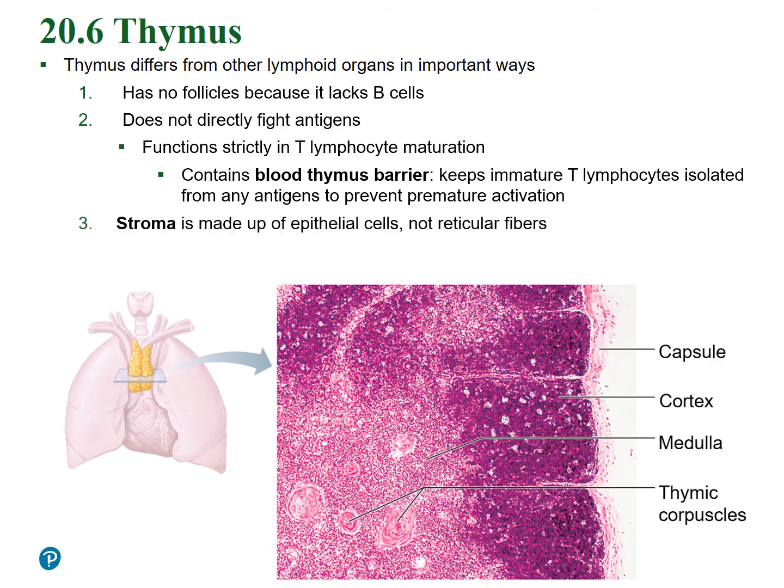So the stroma of the thymus is made up of epithelial cells. It's not made up of reticular fibers. So there's another difference. The sort of supportive scaffolding of the thymus is made up of epithelial cells and not reticular fibers. So this is the environment in which the T lymphocytes become immunocompetent.